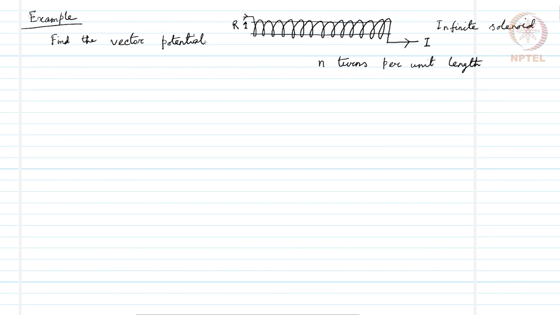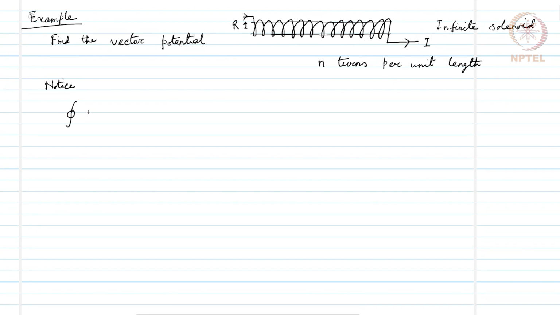How do we find out the vector potential? We can see that the current extends to infinity. Therefore, the way we have calculated vector potential earlier is not valid in this context. But there is something interesting to notice for this problem.